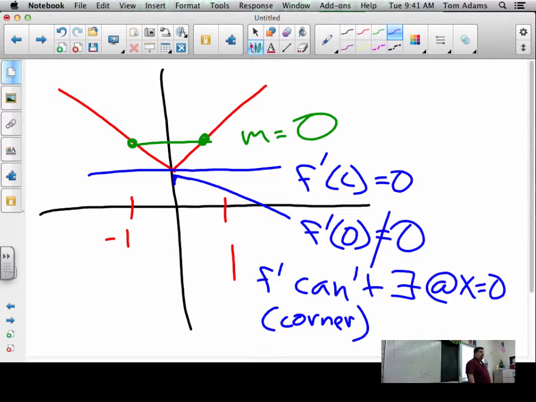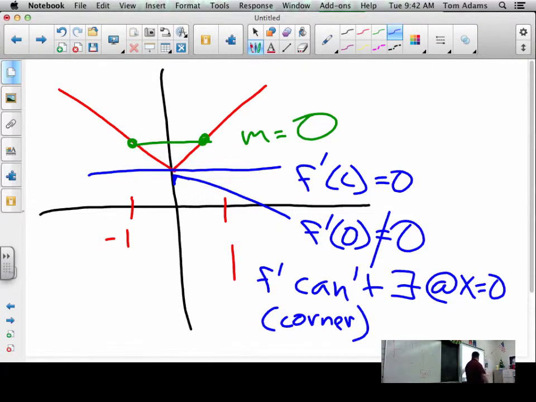I kind of overtaught this example, but I hope it'll help you later on down the road. Because when you take the AP exam, they'll give you one of these functions that has a corner or a cusp. And they'll rig it in a way where people will sit there for 45 minutes trying to figure out how to solve the problem. But you know that you can just simply say f prime of 0 does not exist, and move on to the next question.